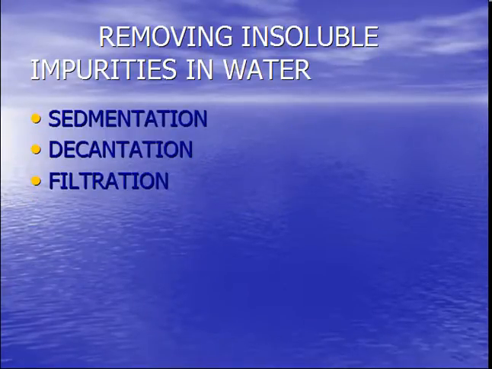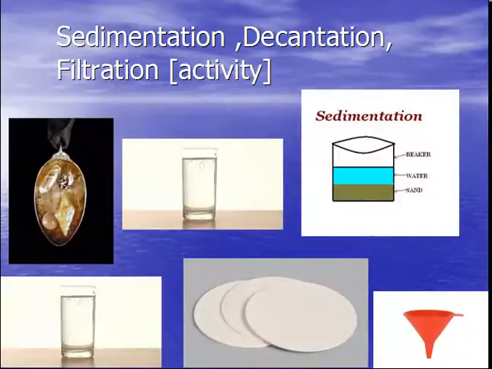Removing insoluble impurities in water. We can remove these insoluble impurities in water by decantation, sedimentation, and filtration. Now let's learn how we can clean the water from insoluble impurities with an activity.